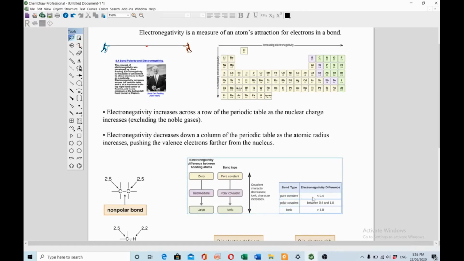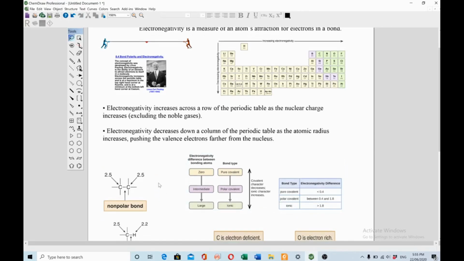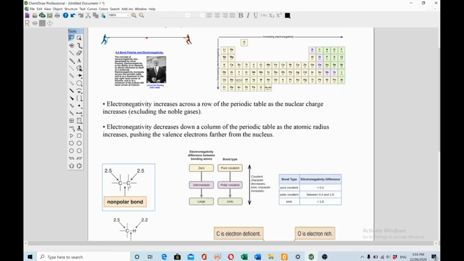Let's have a look at this table, which classifies the electronegativity difference and gives the information about pure covalent, polar covalent or ionic bond. If the difference is less than 0.4, that is called pure covalent bond. If the difference is 0.4 to 1.8, that's called polar covalent. If the difference is greater than 1.8, the bond is called ionic. Have a look at this bond that is between carbon and carbon.